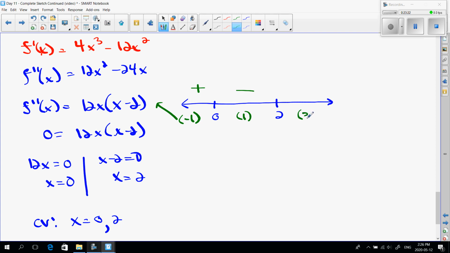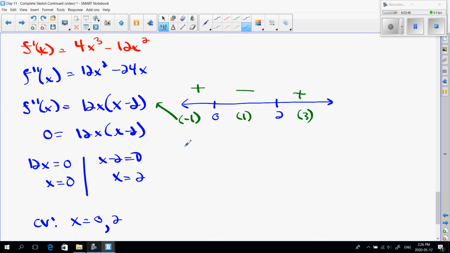Test something between 2 and infinity, so I'll use 3, could use 10, 20, whatever you want. 12 times 3 is 36. 3 minus 2 is 1, so I have 36 times 1. Remember, I'm plugging the 3 into the second derivative. So 36 times 1, positive times positive, that's what we have.